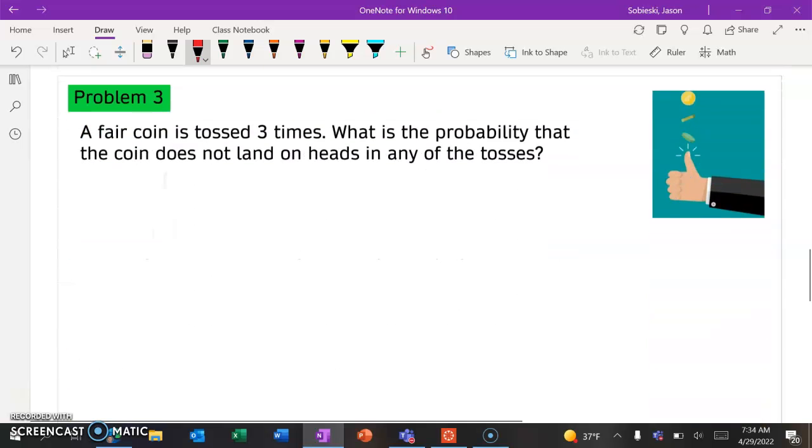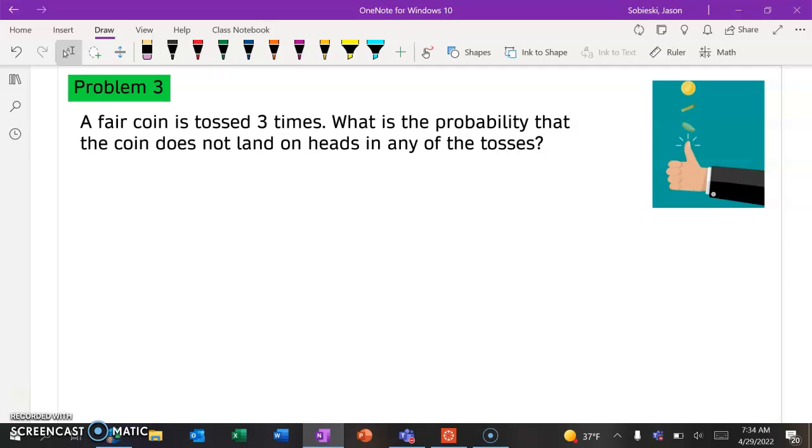Okay, we are going to finally go to problem 3. It says a fair coin is tossed 3 times. What is the probability that the coin does not land on heads in any of the 3 tosses?